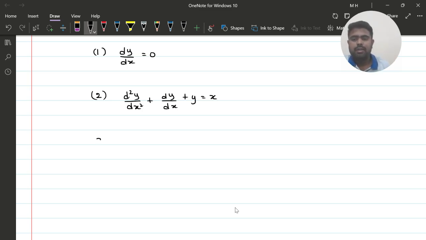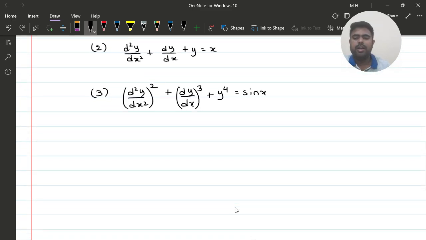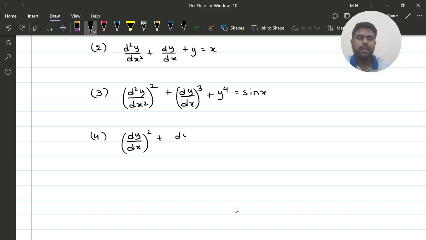The third one is d square y by dx square whole raised to 2, plus dy by dx whole cube plus y raised to 4 is equal to, let's say, sin x. I will take another differential equation, dy by dx whole square plus dy by dx is equal to 0. I have four differential equations.